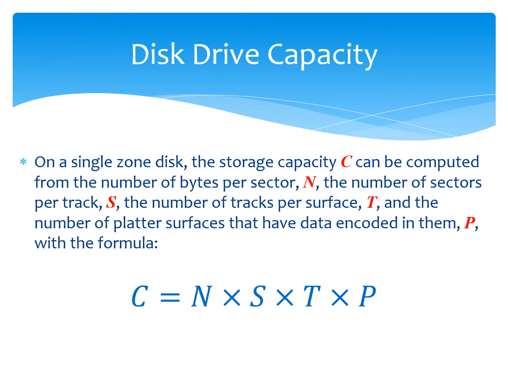The hard disk storage capacity C can be computed using the formula as shown on the screen, where N is the number of bytes per sector, S is the number of sectors per track, T is the number of tracks per surface, and P is the number of planar surfaces that have data encoded in them.